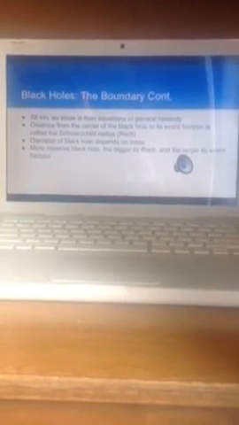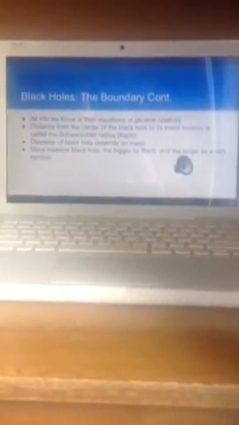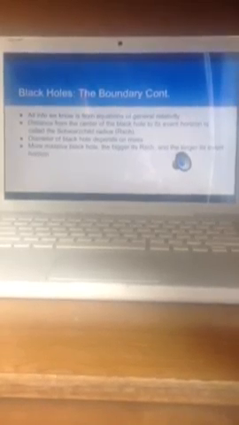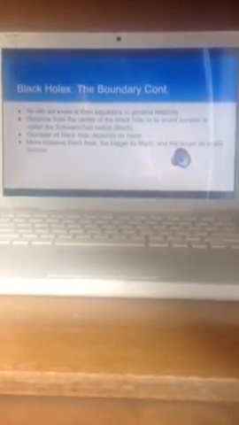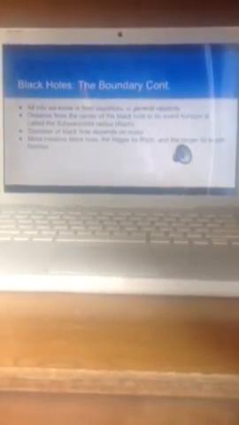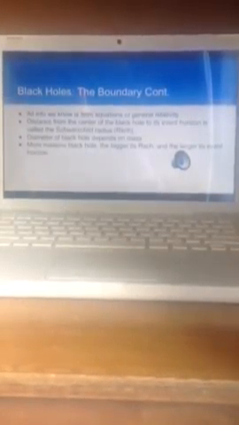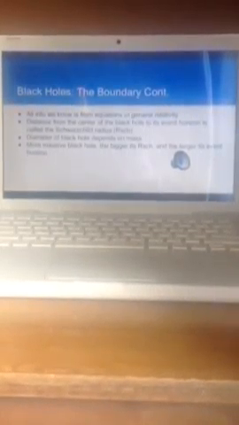Now here's some more information on the boundaries of black holes. All information on black holes is based on relativity. The distance from the center of the black hole to the event horizon is called the Schwarzschild radius, and the diameter depends on the mass, and the bigger the black hole, the bigger the diameter.